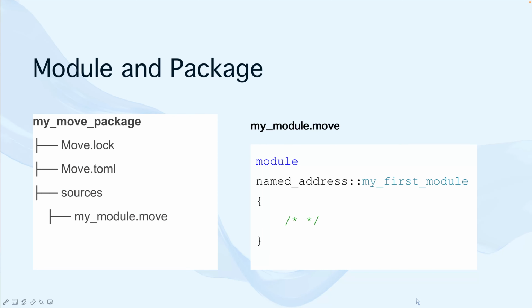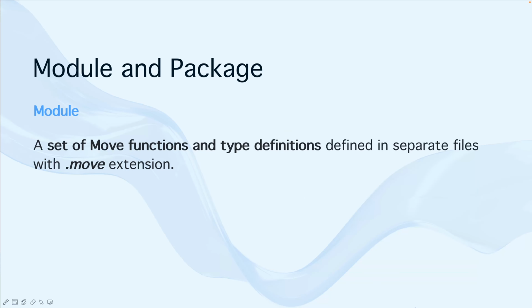And as you can see here, on the left is a Move package named myMovePackage, a set of files on the disk. And the sources subdirectory holds source code files where one or more modules are located. We'll introduce Move.toml and Move.lock later. And on the right is a Move module named myFirstModule, written in the myModule.move file. A module is just a set of Move functions and type definitions defined in separate files with the .move extension.